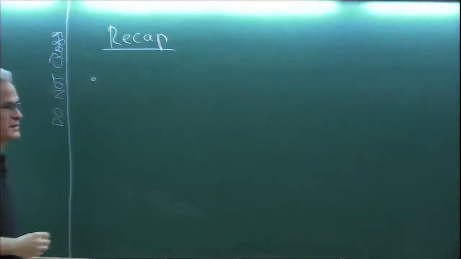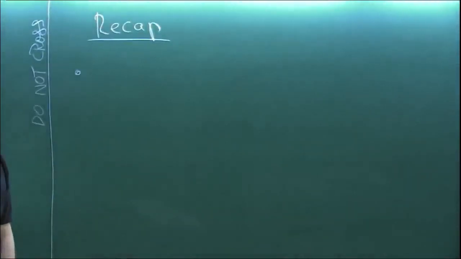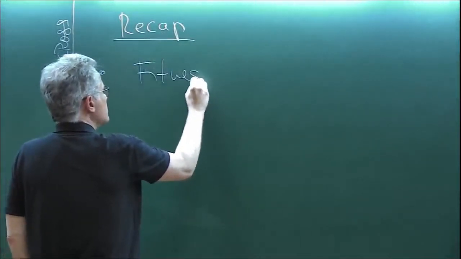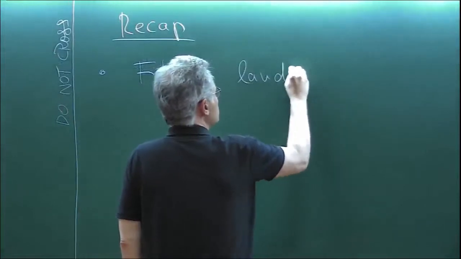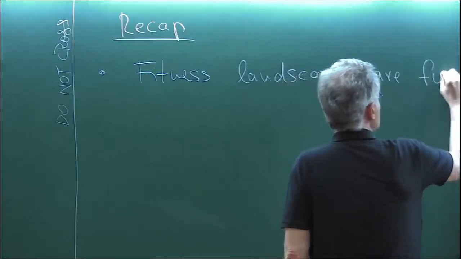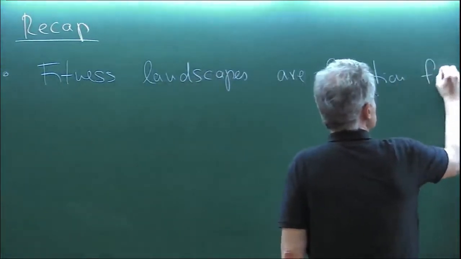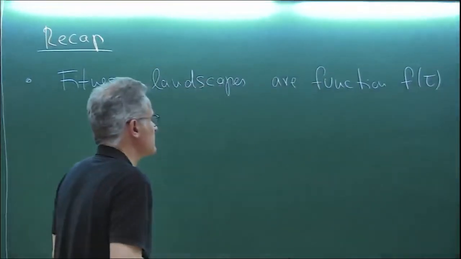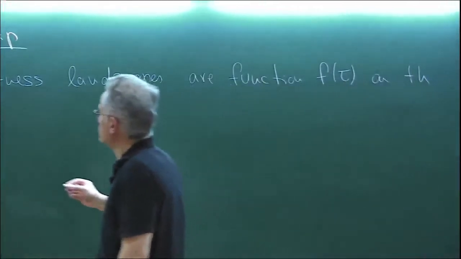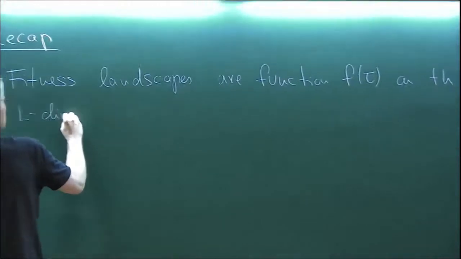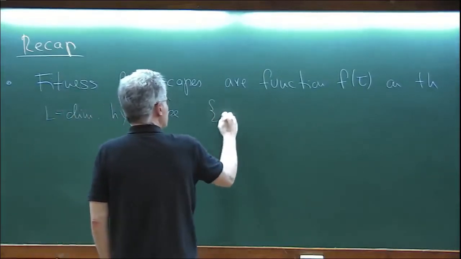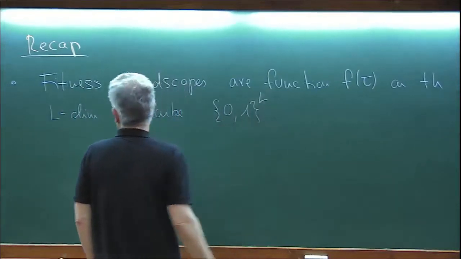And so essentially the thing that you should remember is that we introduced this notion of fitness landscapes, and essentially for our purposes, these fitness landscapes are functions on the hypercube. And I denote the fitness by F and the genotype by tau. And the hypercube has a dimension, which is the length of the sequence L, which is essentially the set 0, 1 raised to the power L.